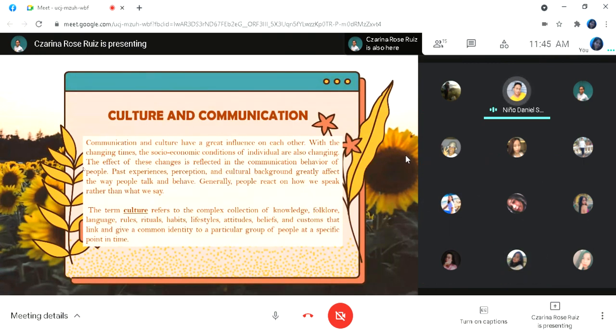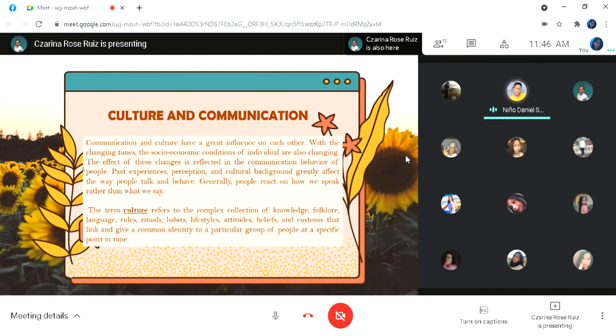So communication and culture have a great influence on each other. Why? Because with the changing times, the socio-economic conditions of individuals are also changing. What do you mean by socio-economic conditions? It means your income, your marital status, your religion, your age. These things are the aspects of socio-economic conditions. The effect of these changes is reflected in the communication behavior of the people. Past experiences, perception, and cultural background greatly affect the way people talk and behave.